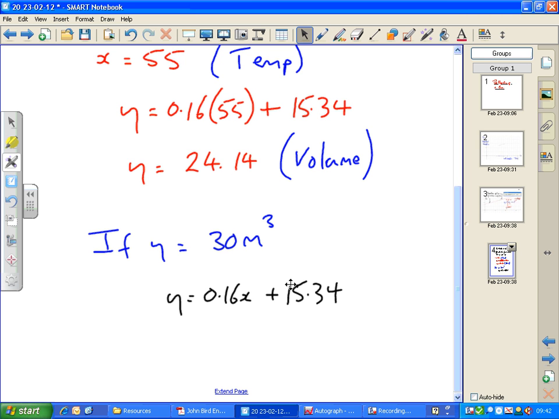Original volume, 24.14. The original volume, that's the volume. Temperature. No, that's the volume at a temperature of 55 degrees centigrade.